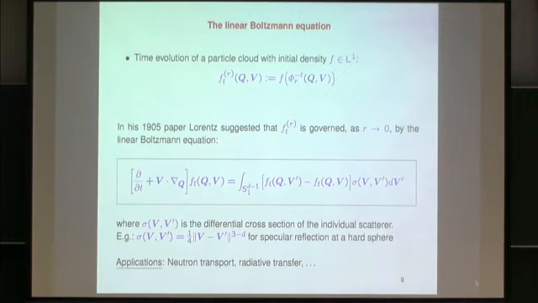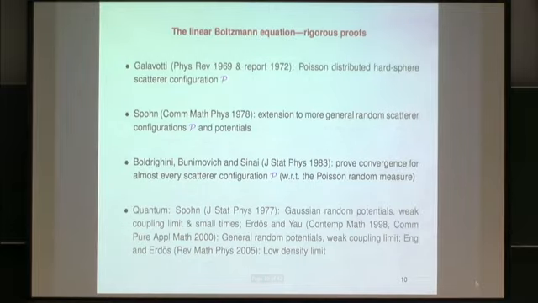And Lorentz heuristics was really based completely on Boltzmann's argument and how he tried to derive the Boltzmann equation, which is of course still a major outstanding problem. And so he followed Boltzmann's Stoßzahlansatz and the classical argument to arrive at this equation. And it took over 60 years for Galavotti to make this rigorous under the assumption that the scatterer configuration is Poisson, given by a Poisson distribution.